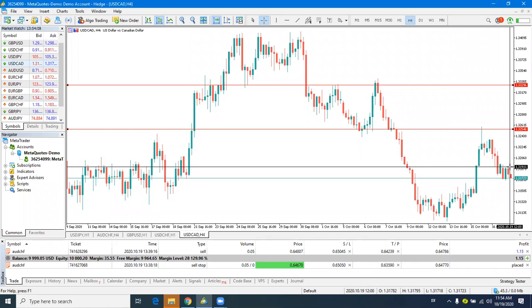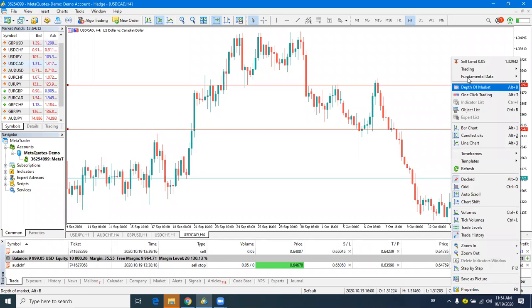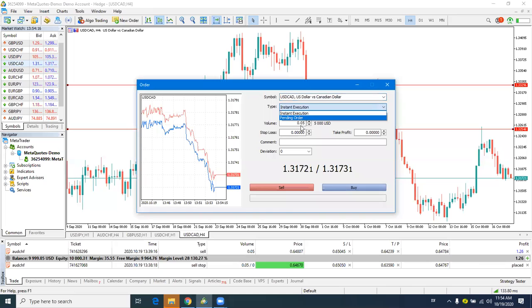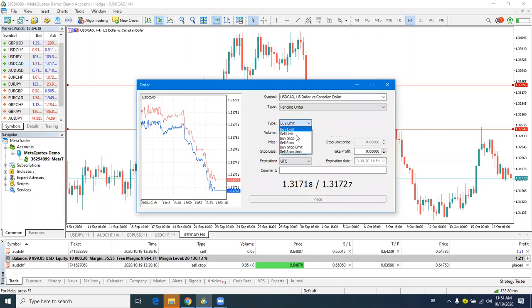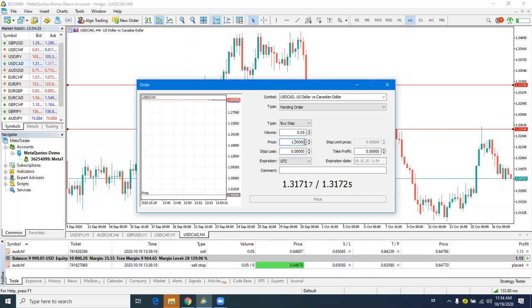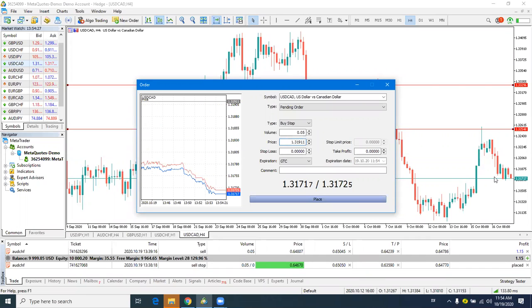1.31911. Okay, so trading, new order, pending order, buy stop, and then 1.31911. I think that was it. That was 31911.